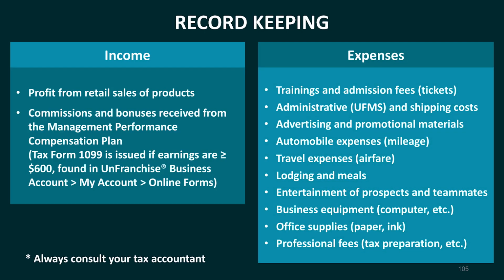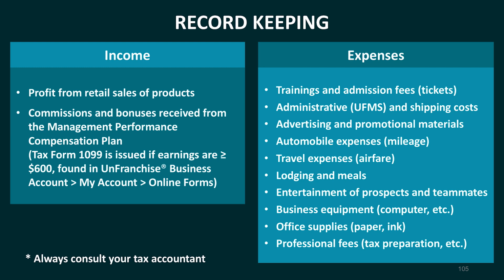From a record-keeping standpoint, let's talk about some things to keep track of, although I always recommend consulting with your tax accountant to make sure you're getting proper advice. But you want to keep track of your income, profit from retail, sales of products, your commissions and bonuses received from the management performance compensation plan. A tax form 1099 is issued if earnings are $600 or greater, and that's found in your unfranchised business account at My Account online forms.